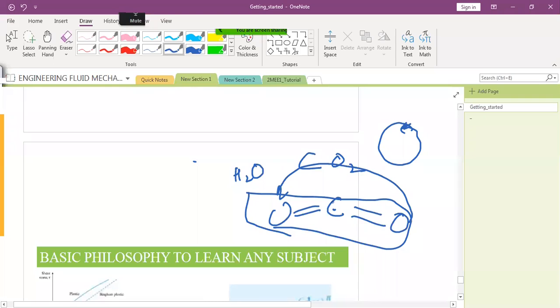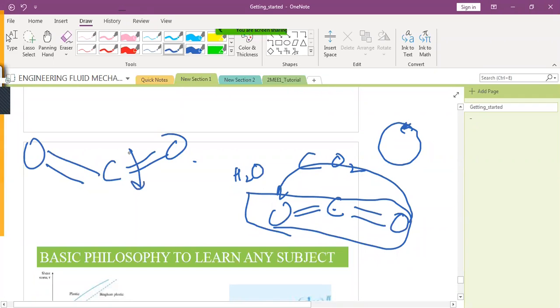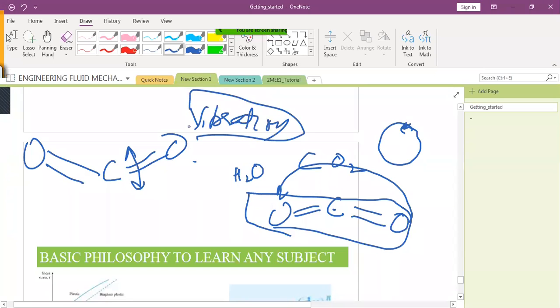And vibration in case of such a molecule will happen when? Say C was like this, this was O, this was also O. Now this makes an oscillatory motion like this due to application of some kind of heat or force. So this is the vibration, how it is defined in case of gases, polyatomic gases.